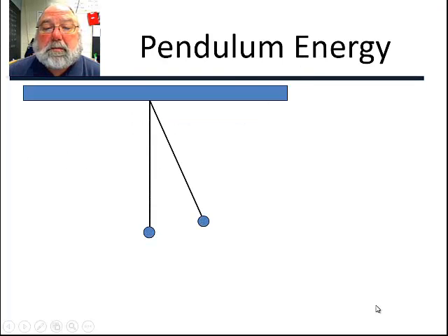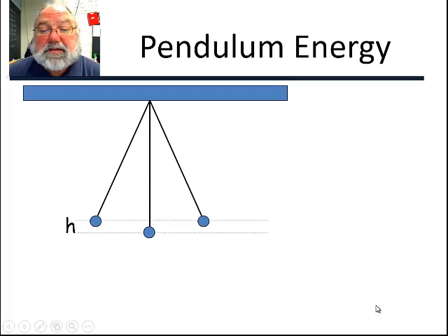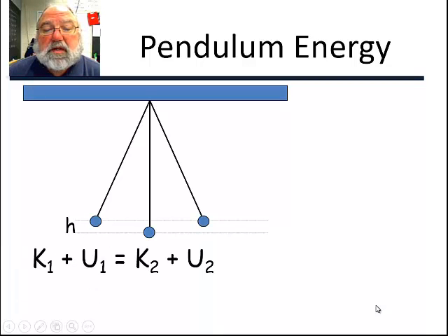So here's a pictogram of that. So the change in height is h. And kinetic energy plus potential energy, initial, is equal to kinetic energy plus potential energy, final. And that's good for any point in the swing. The mechanical energy, the total energy, is going to be a constant.